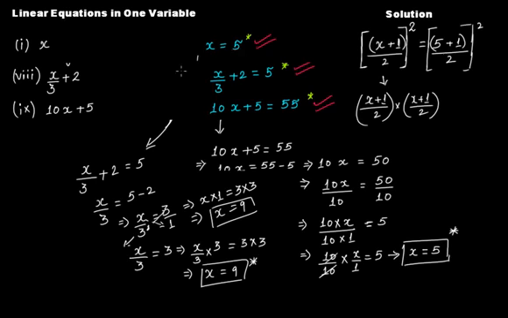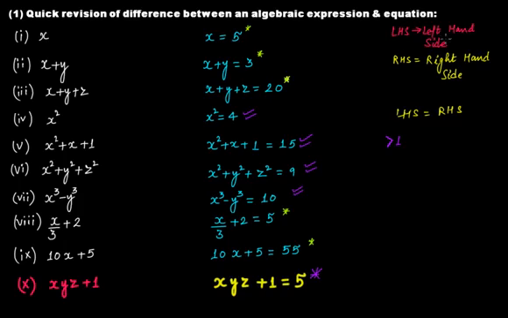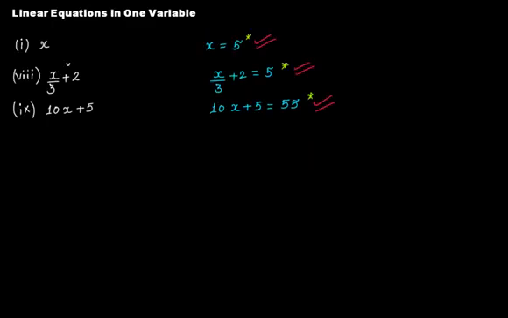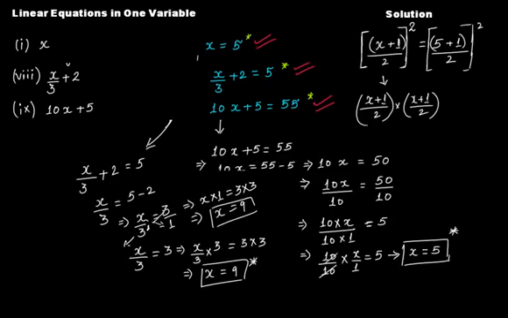So we have learned what? We have learned left hand side or right hand side, difference between expression and equation. Then we learned about what do we mean by linear equations. Then we learned about what do we mean by linear equations in one variable, and then about linear equations in one variable and their solutions.